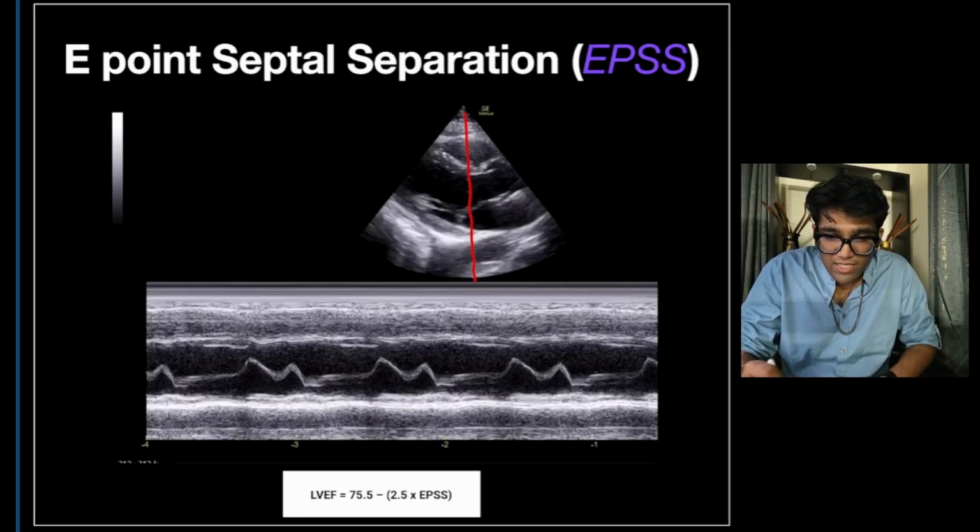Now what we see is, as we pass through, first we see the free wall of the RV. So this is the free wall of the RV. Then we see the interventricular septum. This is the interventricular septum.